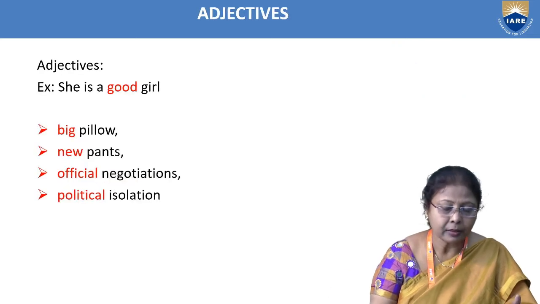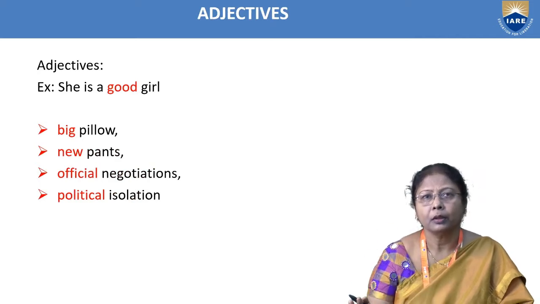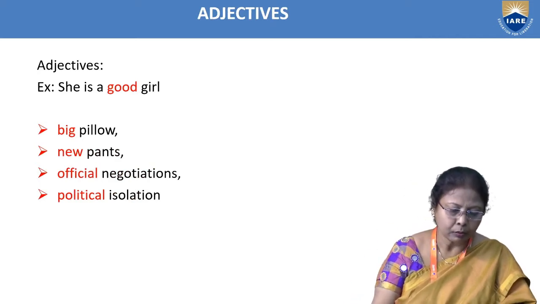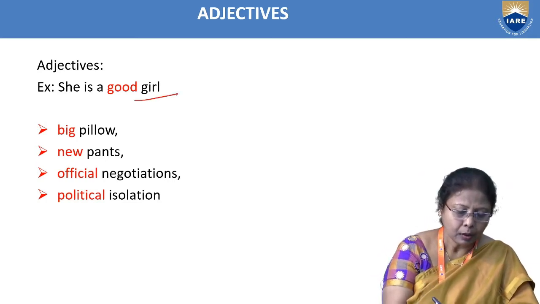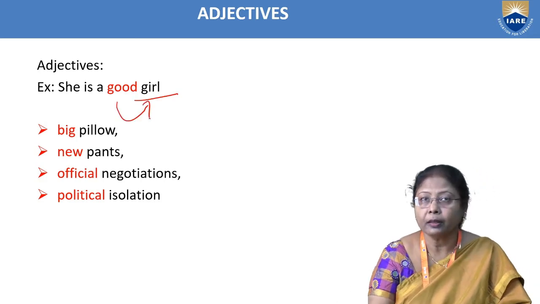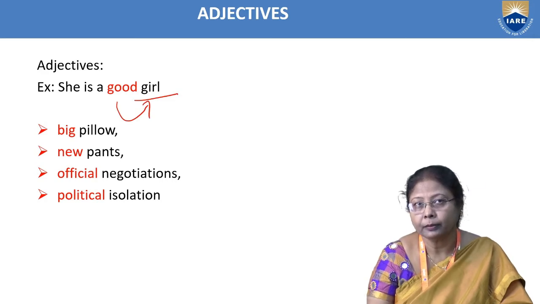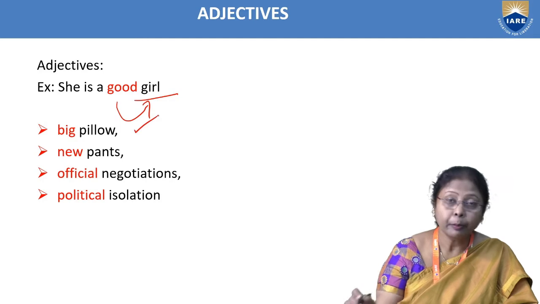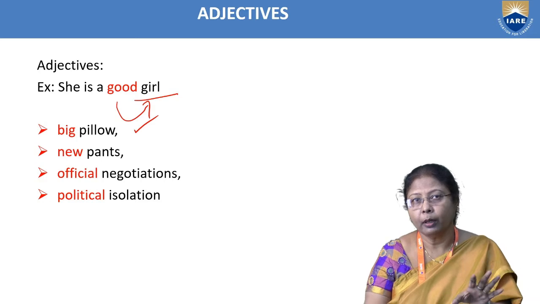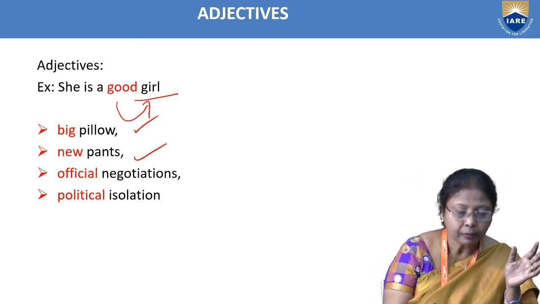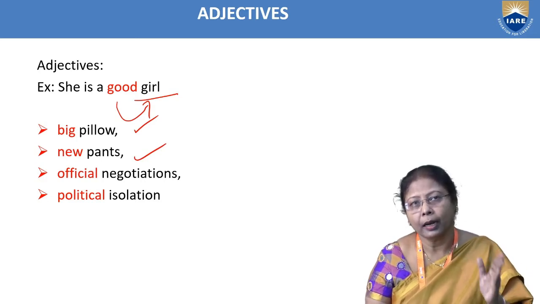And the next one is adjectives. An adjective is nothing but a word which says something about the noun. How does it do that? She is a good girl. Girl is a noun, and the adjective modifies, or determines, the girl. The next is a big pillow. Big is an adjective which determines pillow. And then new pants. Pants which are new. New acts as an adjective here.